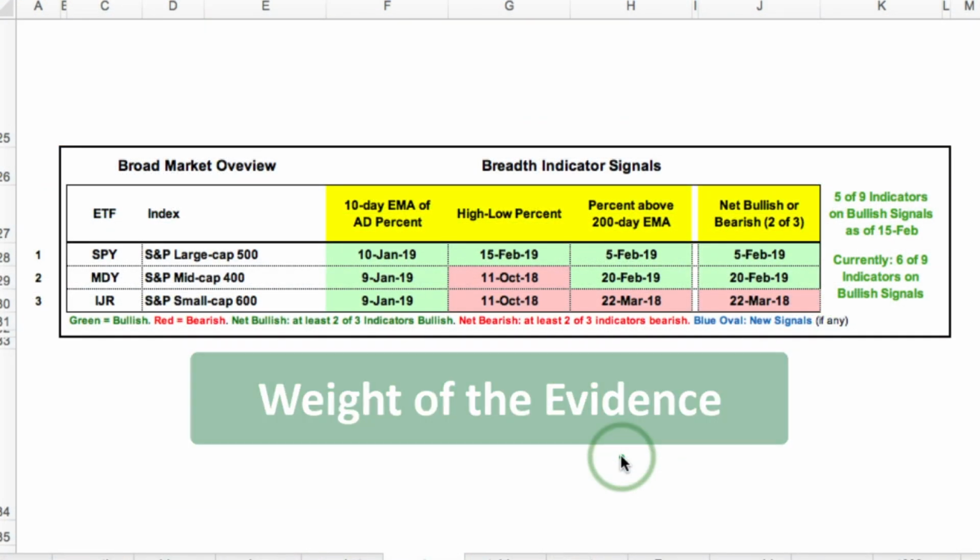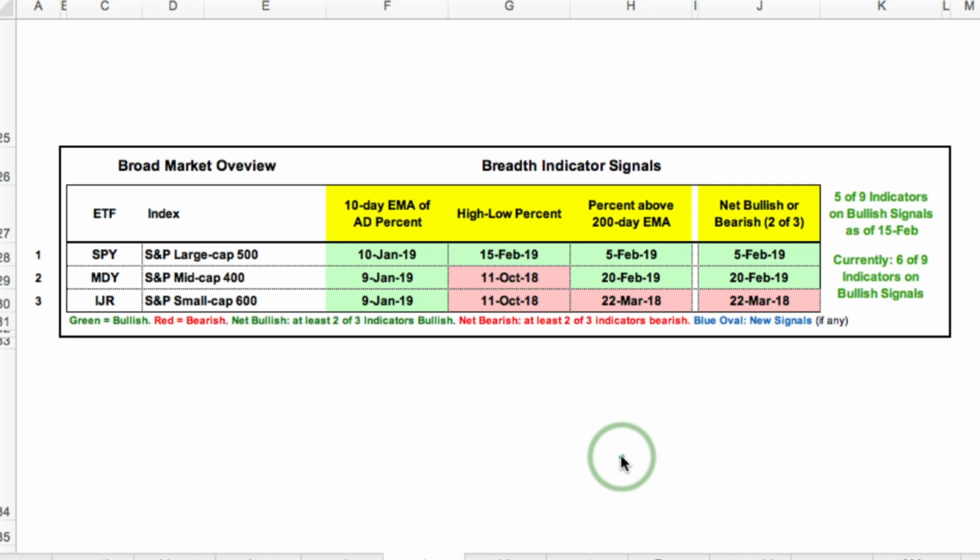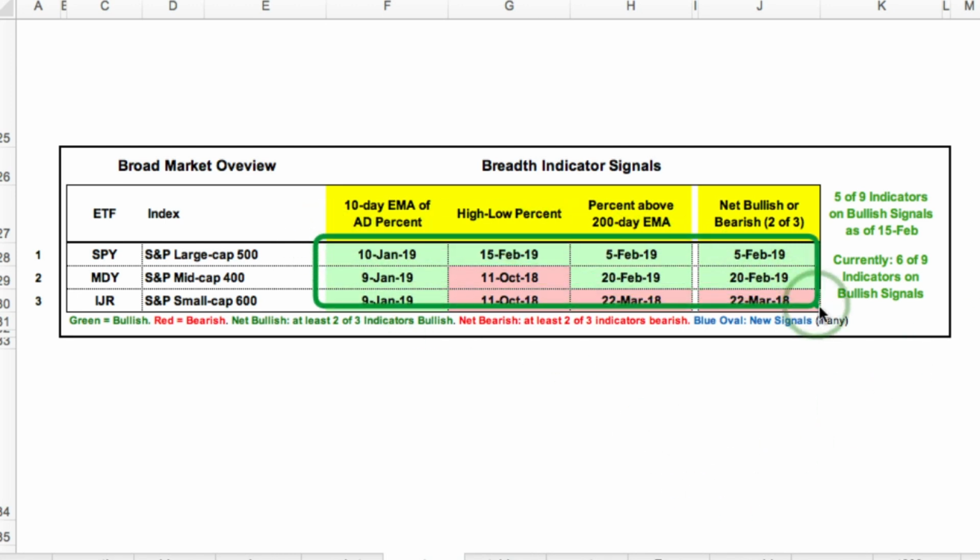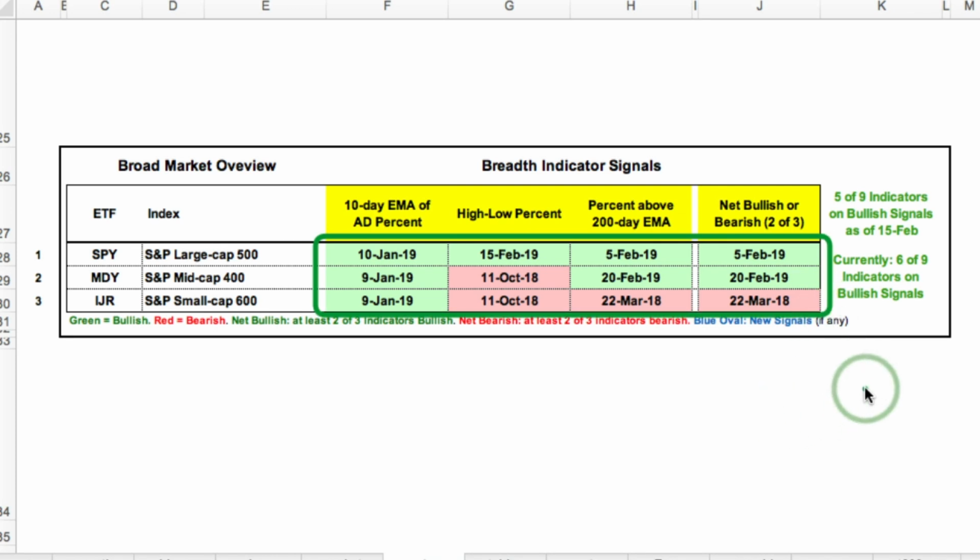So here's the table that I update, and this kind of helps me keep on the right side of the market. And sure, ideally, like in 2017, all 9 of these indicators would be bullish. But we don't have an ideal market right now, because you can see that 6 of 9 are bullish. So the green shows the bullish signals and when they occurred, and the red shows the bearish signals. And those bearish signals from October are still in play for high-low percent in mid caps and small caps. And then we got a bearish signal in percent above the 200-day EMA in small caps in March.